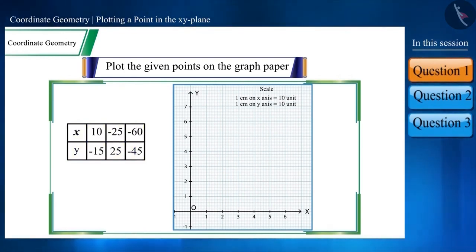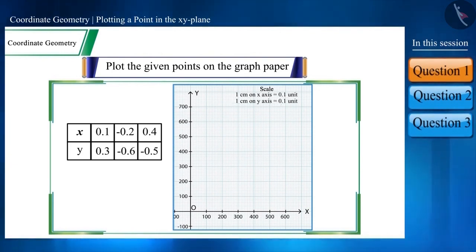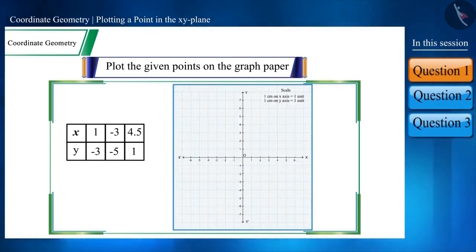If this point was between 0 and 100, we would have taken 1 centimeter equals to 10 units. And the point being like this, 1 centimeter equals to 100 units. Can you tell me what we would have done if these points or numbers were in decimals? Then we would have taken 1 centimeter equals to 0.1 unit. We will write numbers here taking 1 centimeter equals to 1 unit.